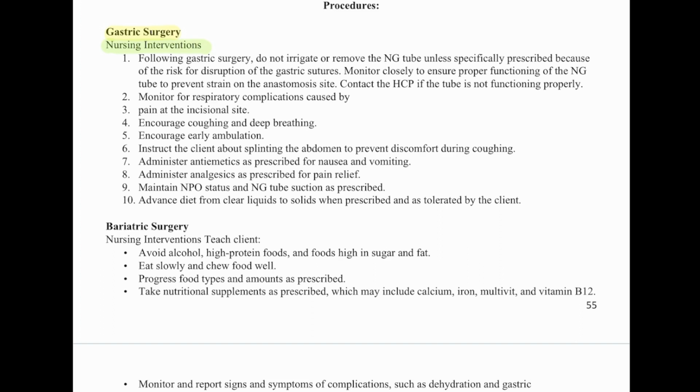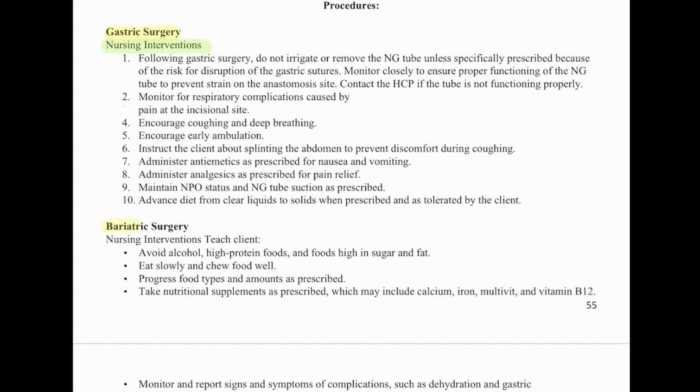We want to monitor respiratory complications that could be caused by pain at the insertion site. We want to encourage coughing and deep breathing, encourage ambulation, instruct the client about splinting the abdomen to prevent discomfort during coughing, administer antiemetics, administer analgesics, maintain NPO status, and the NG tube suction as prescribed, and advance diet from clear liquids to solids when prescribed and as tolerated by the client.